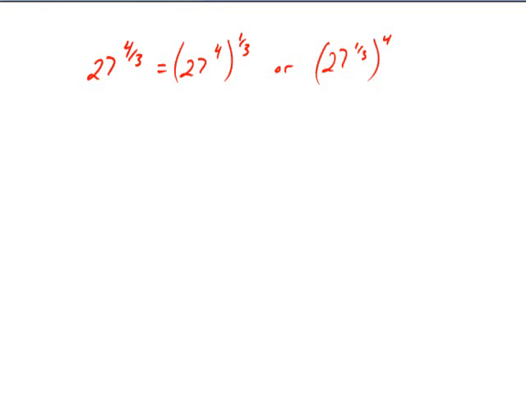I can simplify either one of these, but if I work this problem from the inside out, 27 to the 4th power will give me a very large number. I might want to avoid doing that, because then I'd have to take the cube root of a very large number. But if I rewrite this as 27 to the 1/3 power, or the cube root of 27, that, inside the parentheses, will give me a small value that I can then raise to the fourth power. 3 to the fourth power is 81.